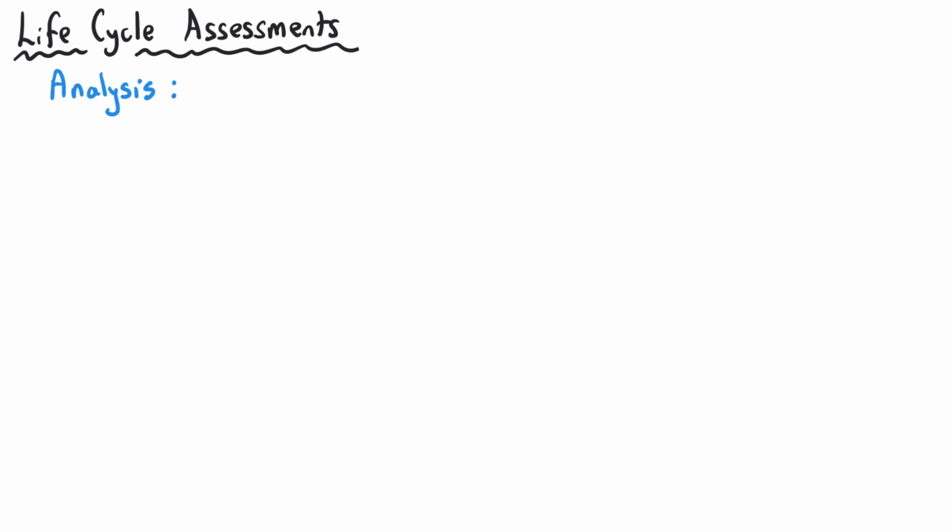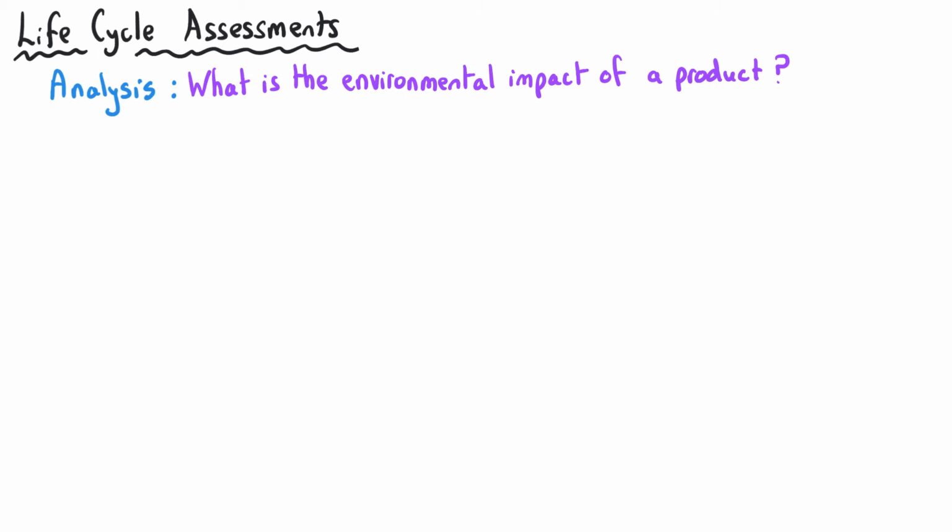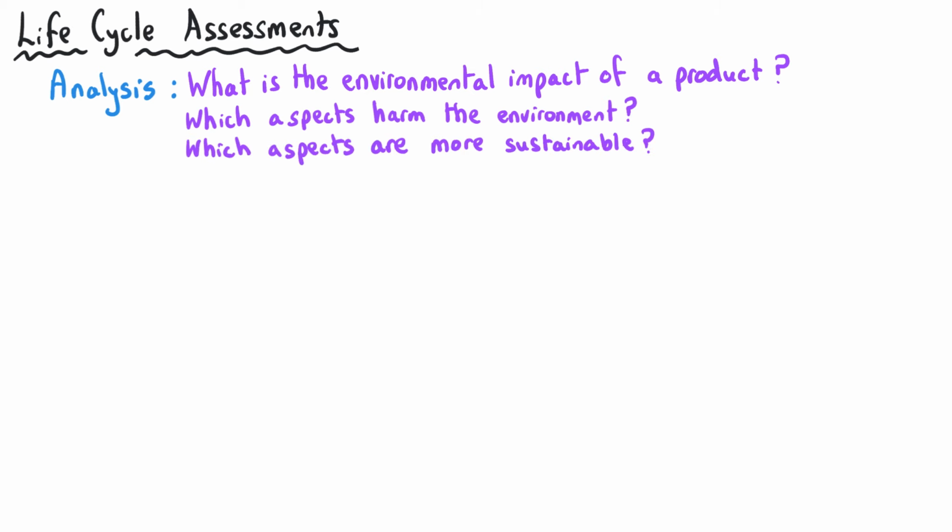When you carry out a life cycle assessment, it might be that you are asked to analyse the environmental impact of a single product. And when you're doing this, you are explaining the things that are going to have a negative impact on the environment, and then you're explaining the impacts of this product that are more sustainable.